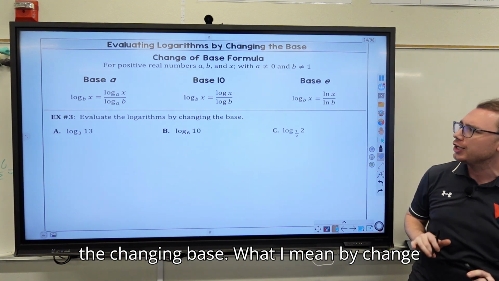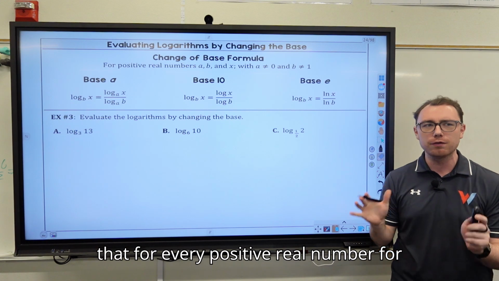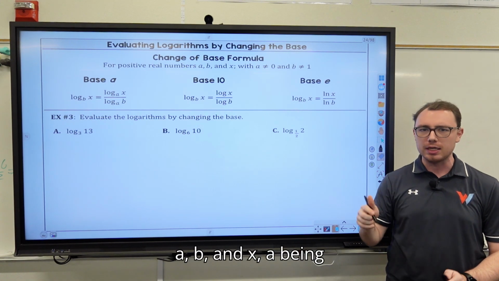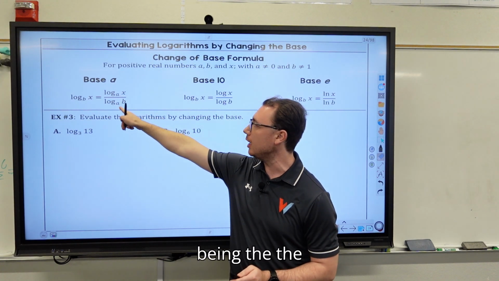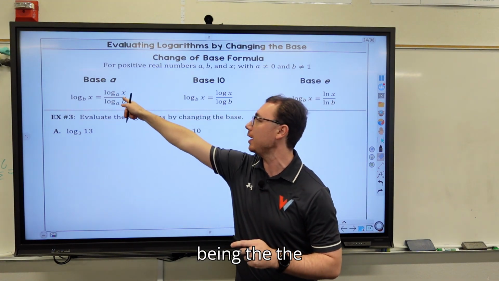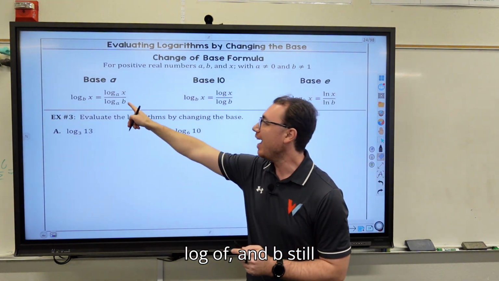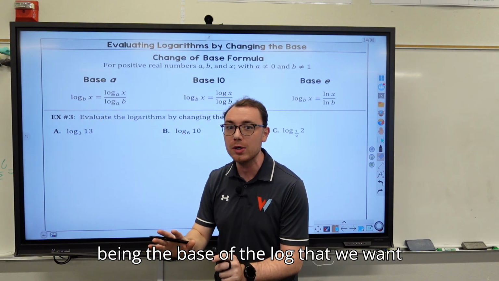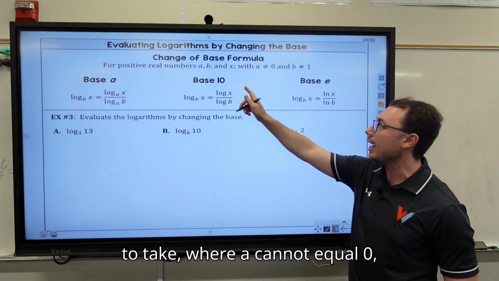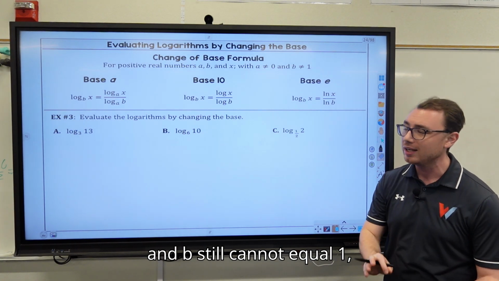What I mean by change of base is we have this formula here that for every positive real number a, b, and x, a being the base of the log we have, x being what we're taking a log of, and b being the base of the log that we want to take, where a cannot equal 1 and b still cannot equal 1.